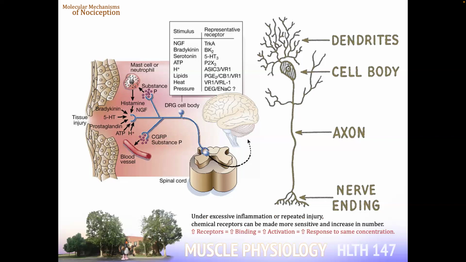One other thing to acknowledge is that under excessive inflammatory conditions or repeated injury, chemical receptors can be made more sensitive and increase in number. And the more receptors you have, the more binding you'll experience. And the more binding causes more triggering of the nerve. So that makes the nerve more responsive to the same concentration of chemicals. So if this is a nociceptor we're talking about, you'll feel more pain in response to the same chemical concentration.